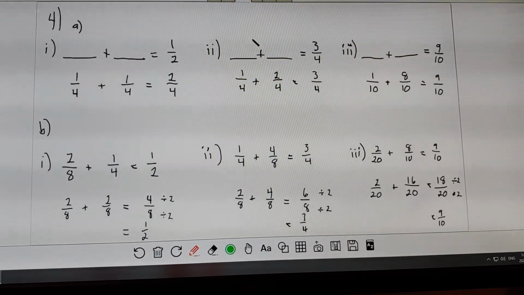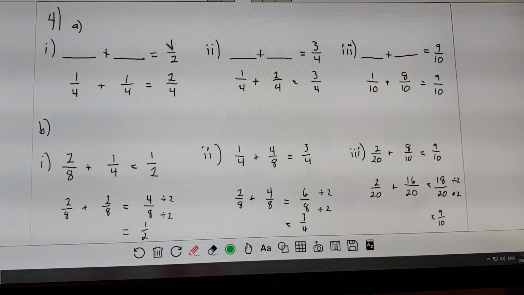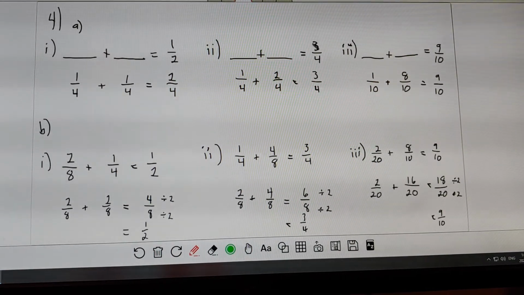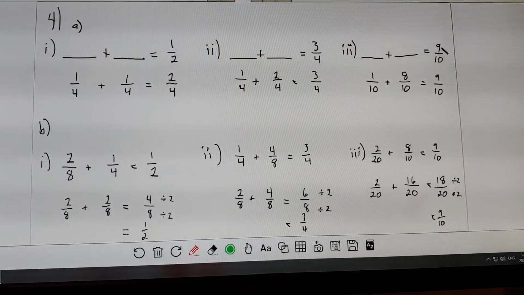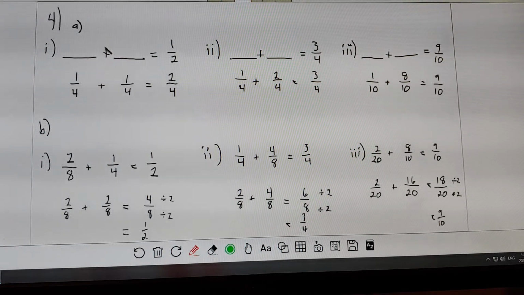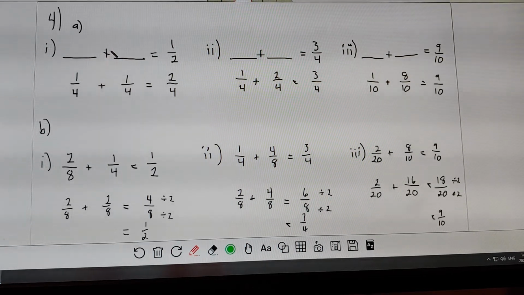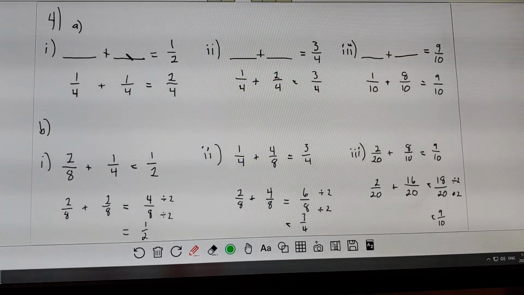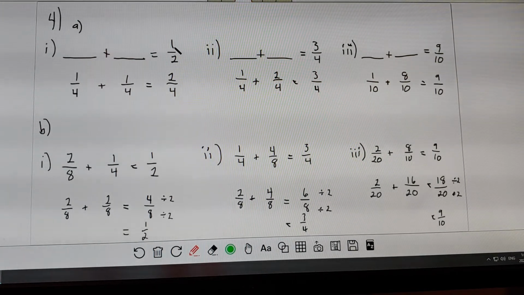Okay, so 4A gave you an answer of 1/2, 3/4, and 9/10. And it said write the fraction as the sum of two fractions with the same denominator. So sum means answer to an addition question, and they wanted us to add two fractions together to give us that answer. And with the first bit, they said same denominator.